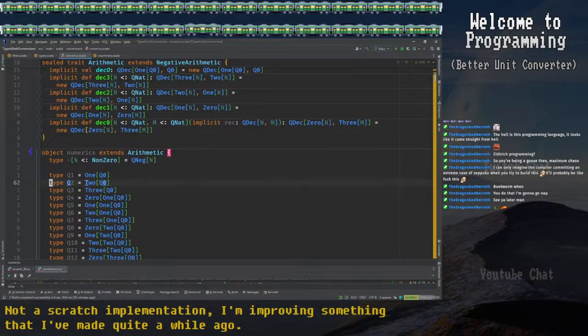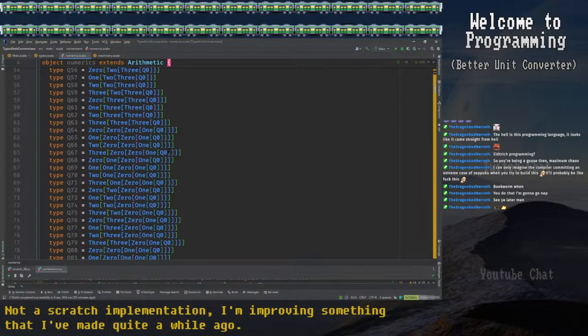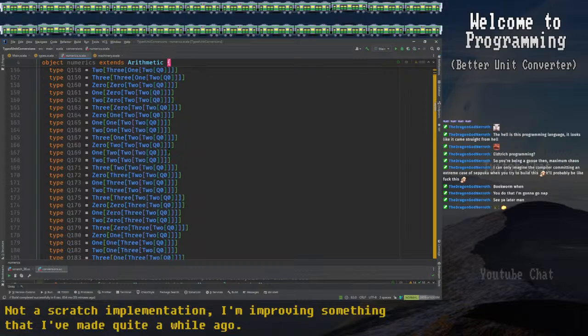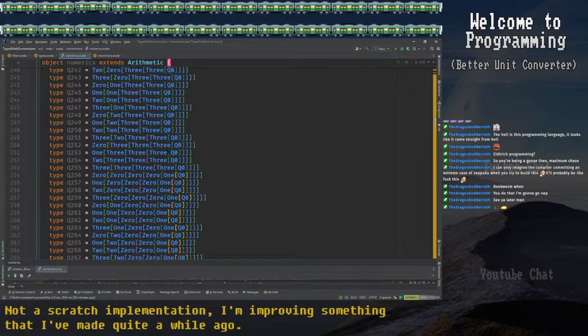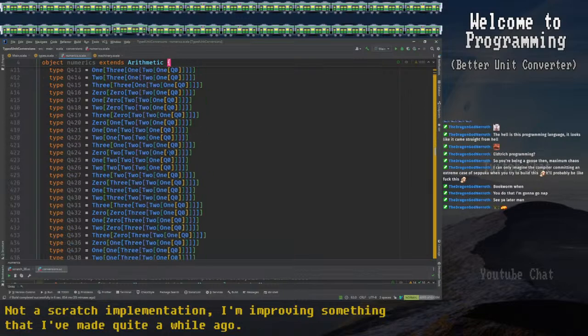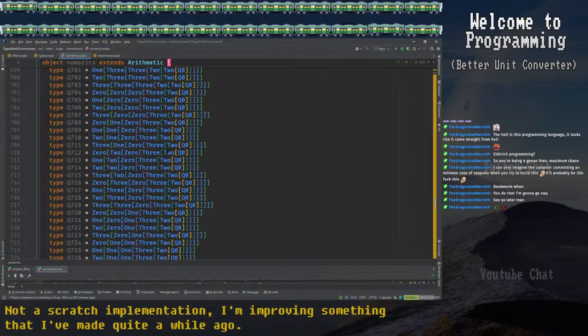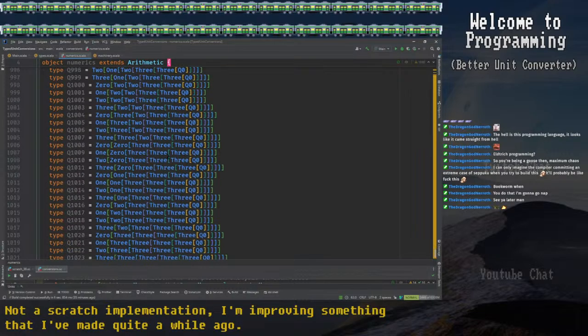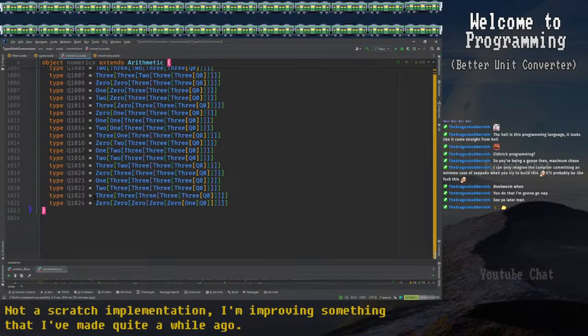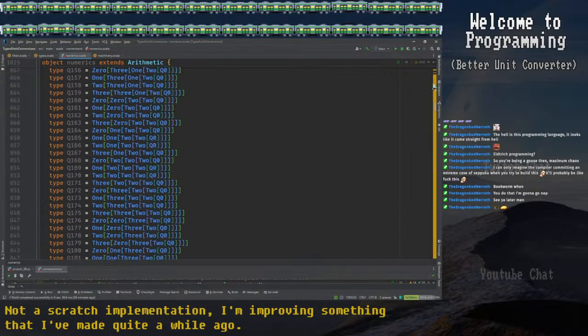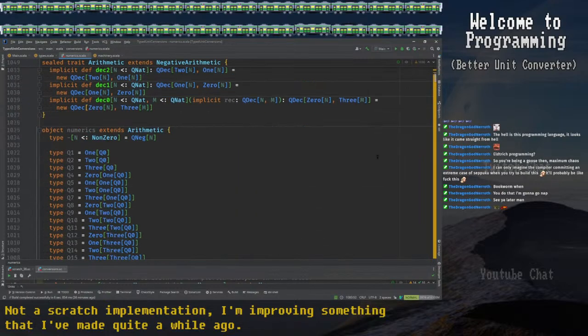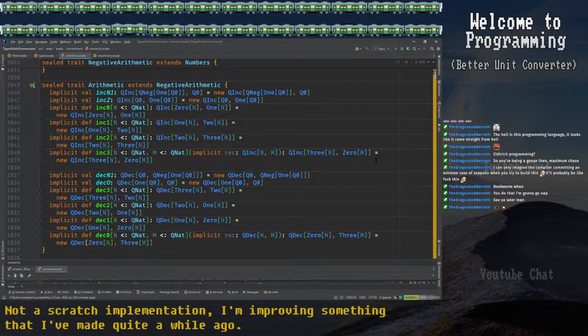This is still painful. Oh my God, this is ridiculous to look at. Oh no. Oh god, what have I done? Why did I make base 4 numerics? Type level base 4 numerics? This is just... This is pain.